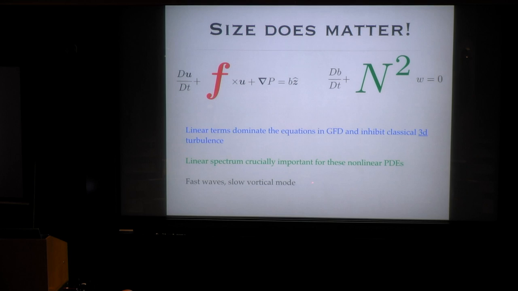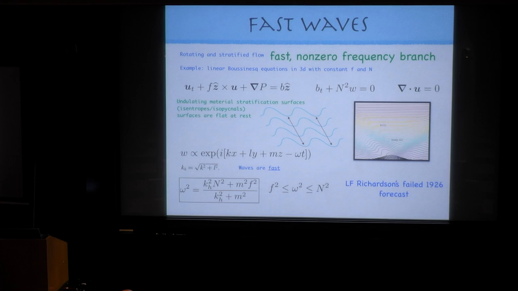So the linear spectrum consists of fast waves and a slow vortical mode. Here are the fast waves. So this is just the linearized governing equations. And when you solve them, you find waves of frequencies between the Coriolis parameter and the buoyancy frequency, which is much larger. And well, there are internal gravity waves living on the density gradient. Here's a picture. Caroline Müller, who was a student about 10 years ago, she's now a professor in Paris, where it's internal tides in the ocean.